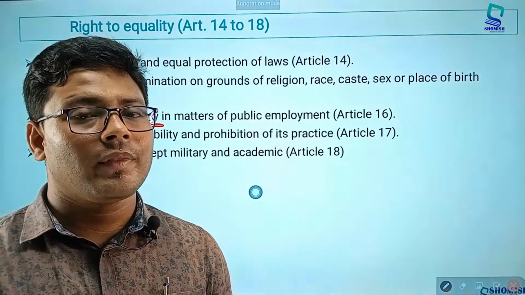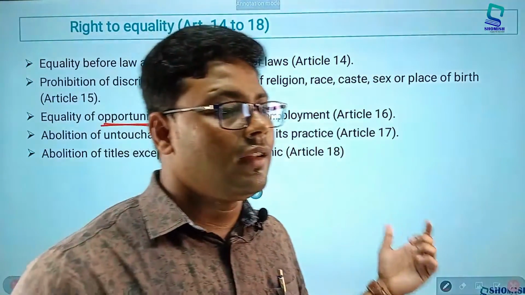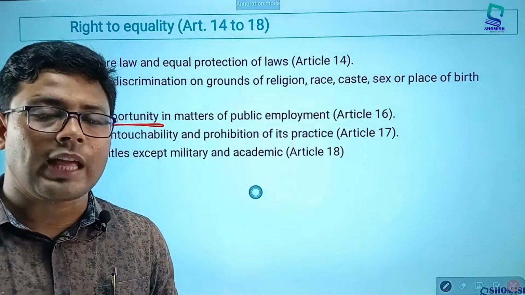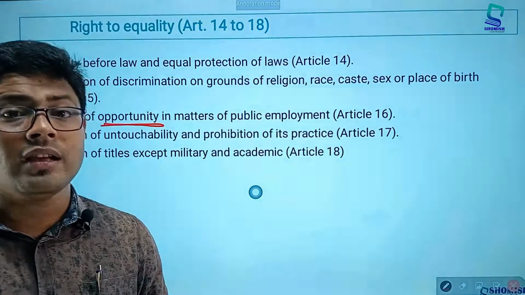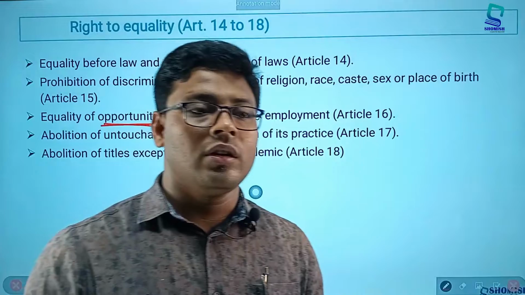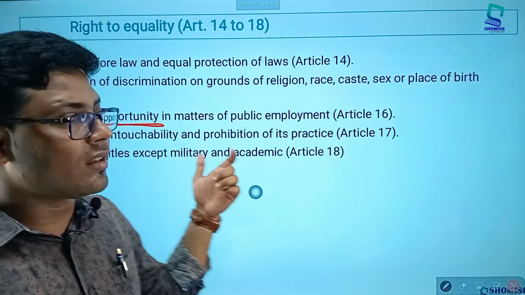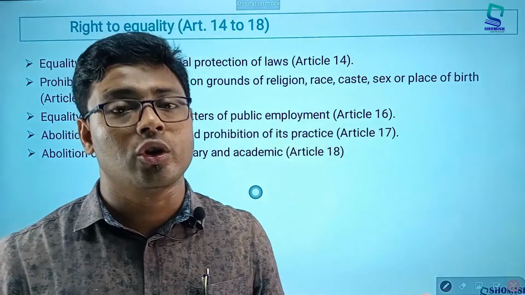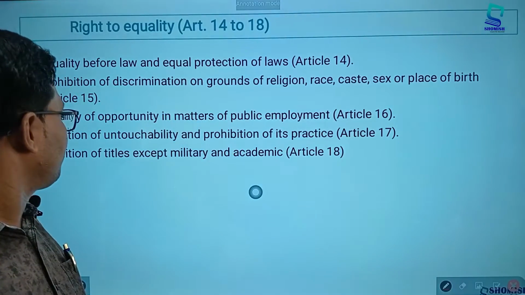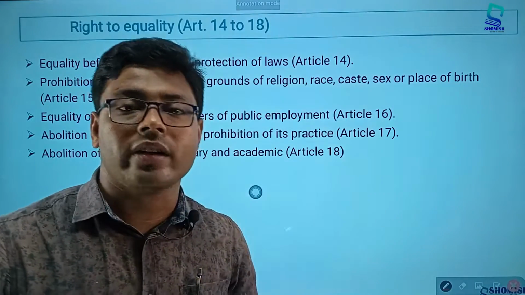That's why this form of practice is abolished by Article 17 in the Indian Constitution, and it is your fundamental right. If anyone breaches your fundamental right on this ground, you may move to court. It is very important.